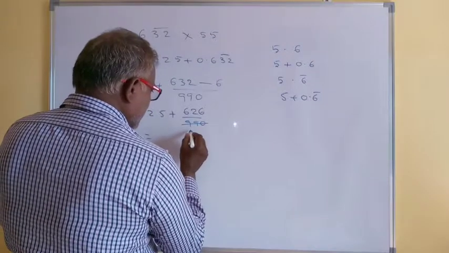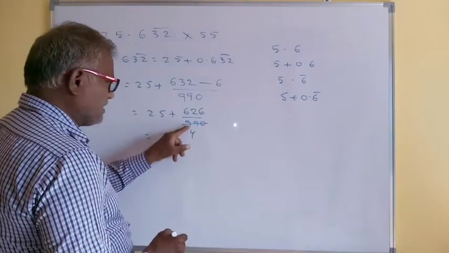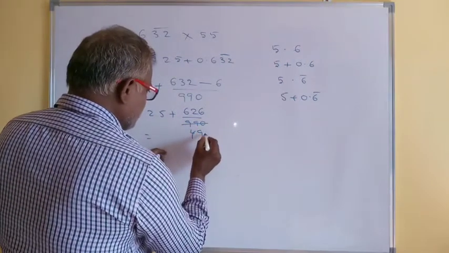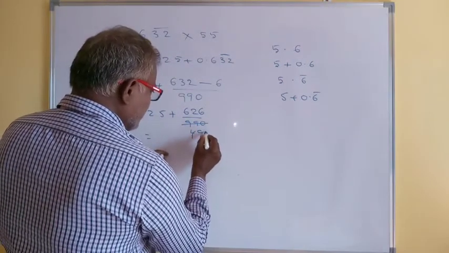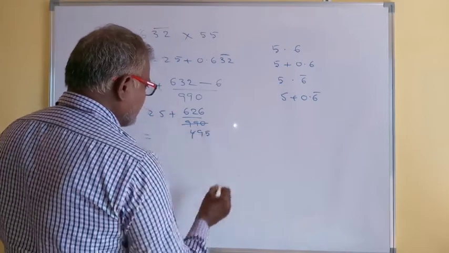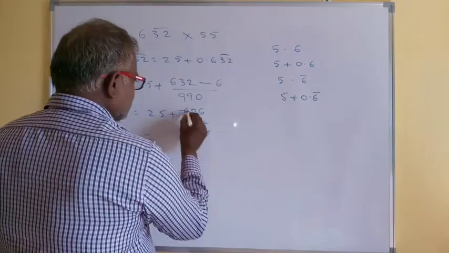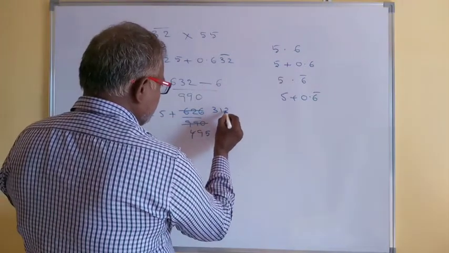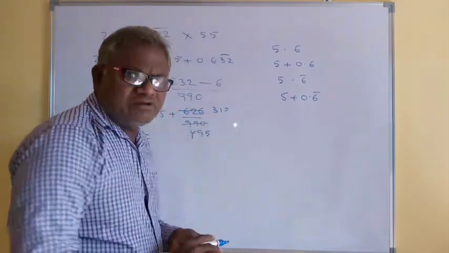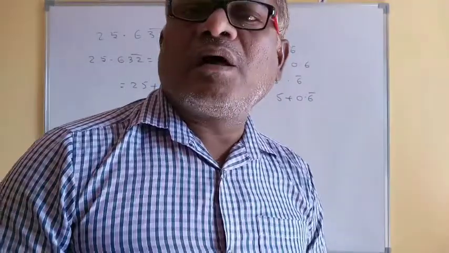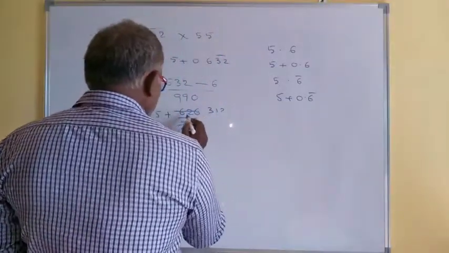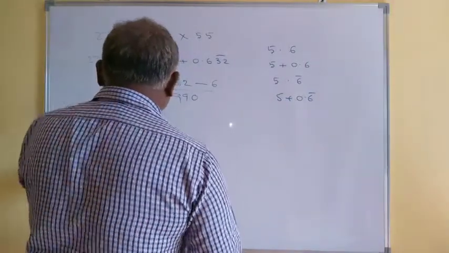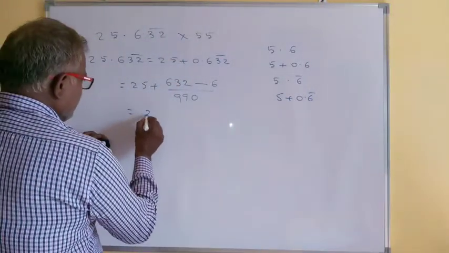2 fours, 8. So 19 is there. So 2 nines, again 2 fives. Okay, here also same thing. 2 threes, 2 1s, 3. Once again, now you see, or else simply you have to remain as it is, no problem.